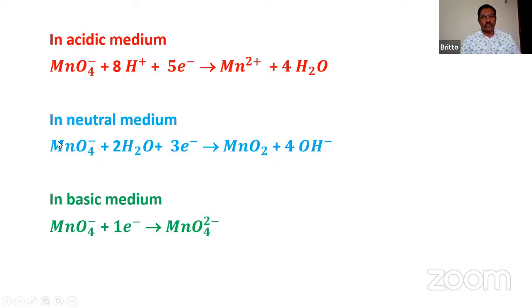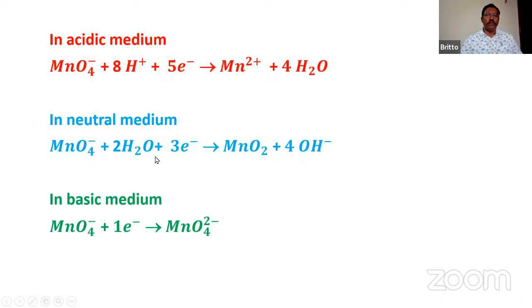Right now, just remember this one: MnO4 minus plus 2H2O plus 3 electrons gives MnO2. Now, if you look at the charges on the left hand side, we have one MnO4 minus, and 3 electrons, so 4 minus charge on the left hand side. In order to match the charge of 4 minus, we have to put 4 minus on the product side. What 4 minus is possible in neutral medium? OH minus is possible. So we are going to put 4 OH minus.